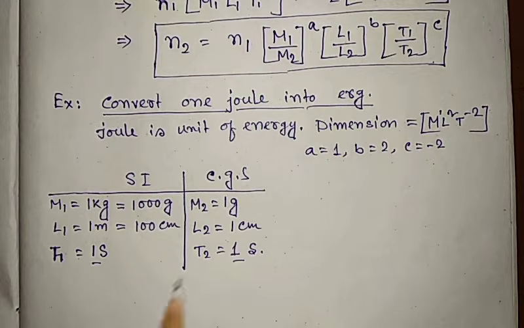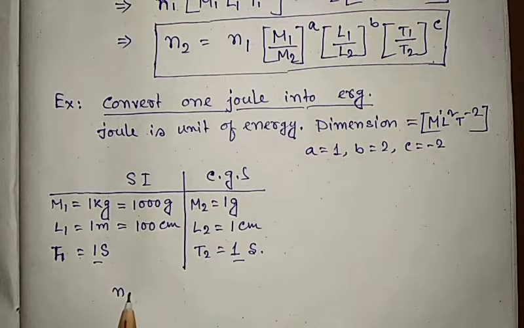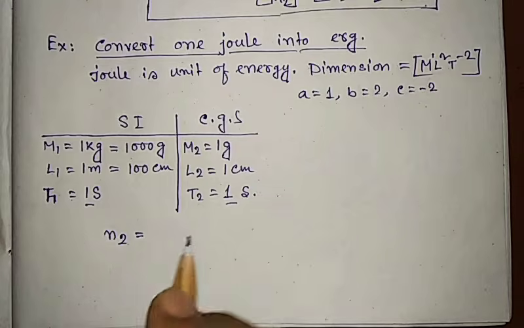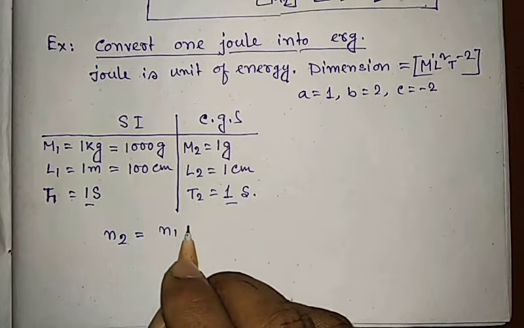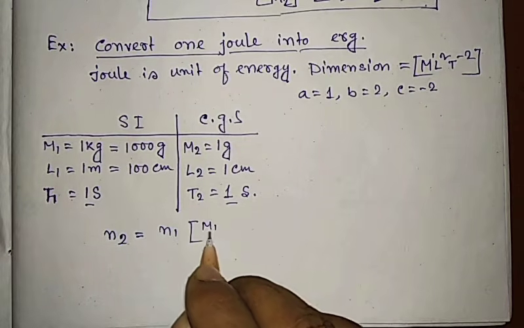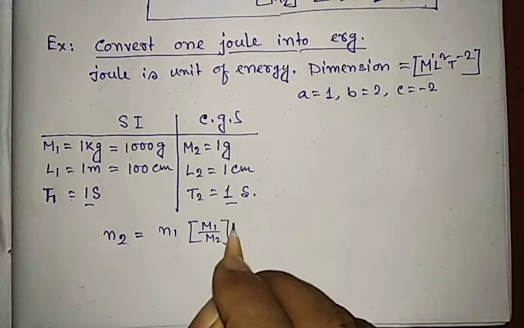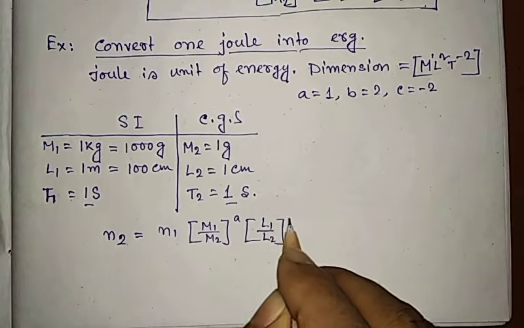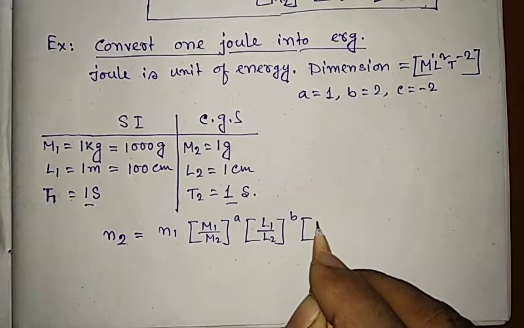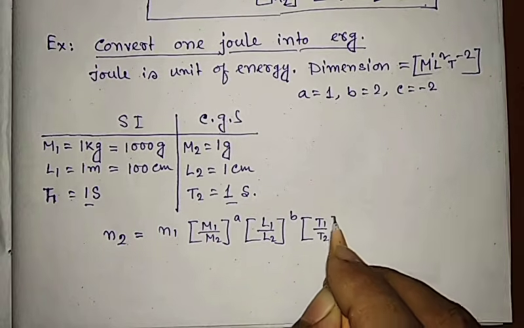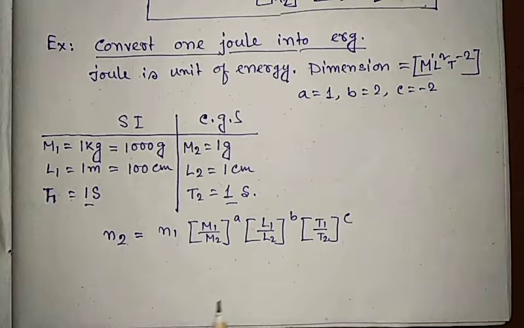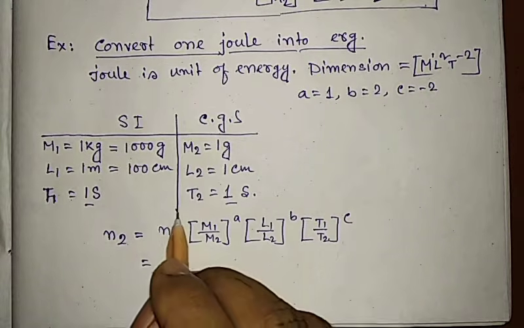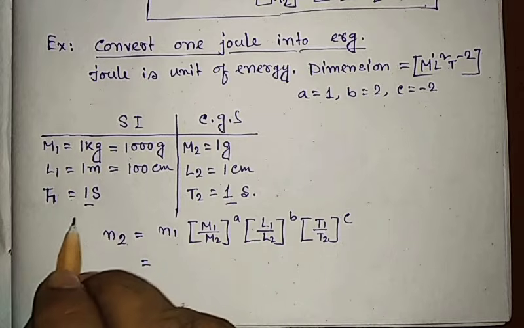Now N2 is equal to N1 (M1 by M2) to the power A, (L1 by L2) to the power B, (T1 by T2) to the power C. This is the formula. Okay. Now, here one thing we have to write.